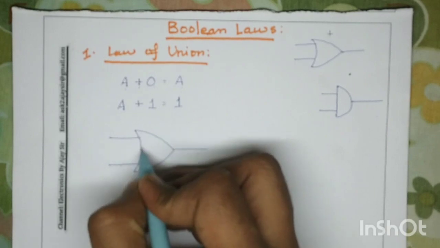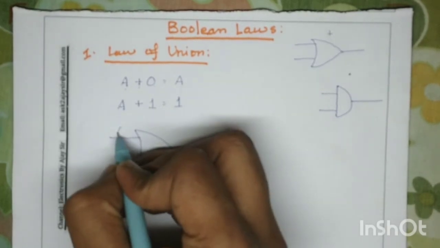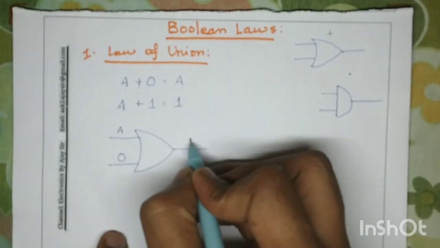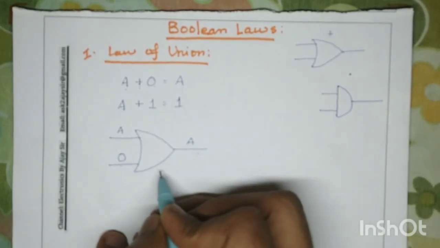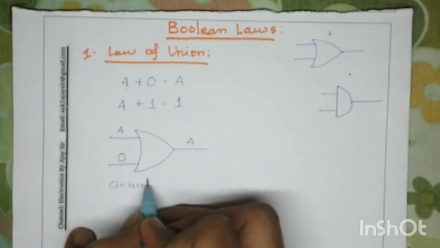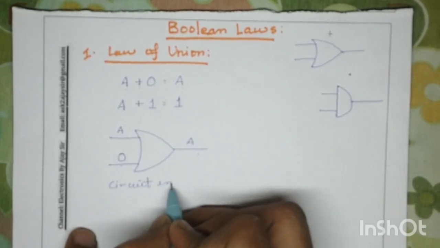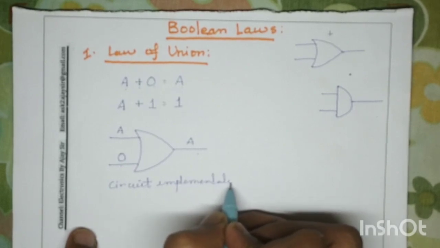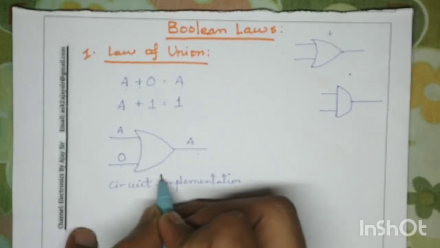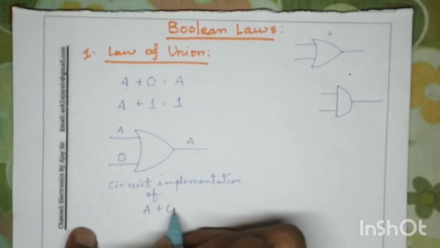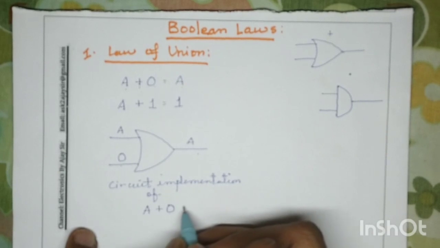So we will write for this two input OR gate, one input we will declare as a, another input as 0 and the output as a. So this is the circuit implementation of this equation a plus 0 is equal to a.